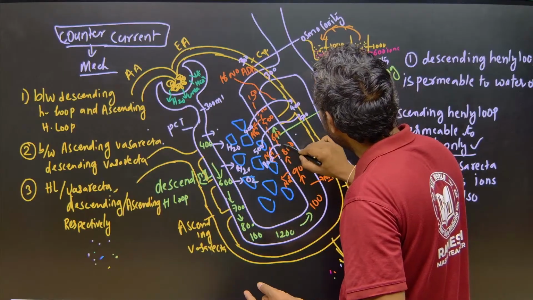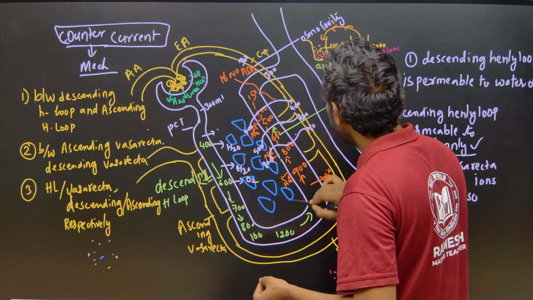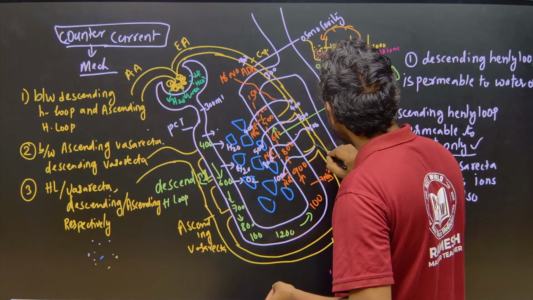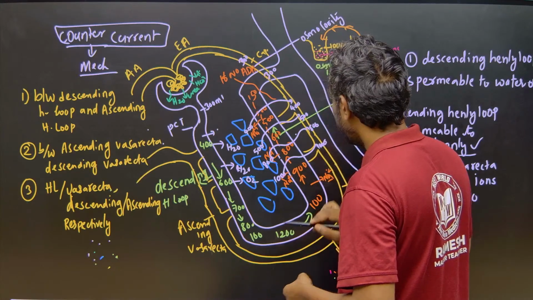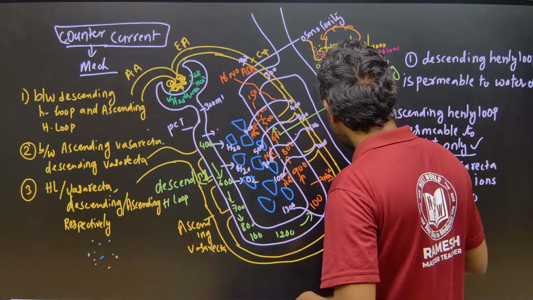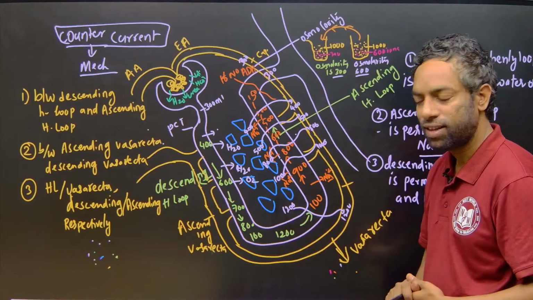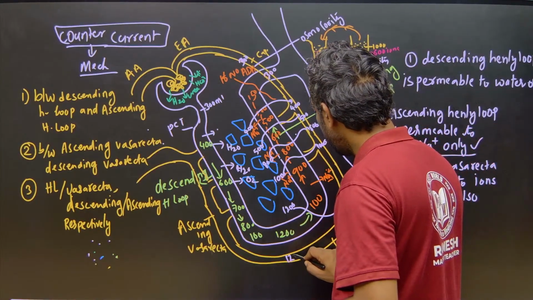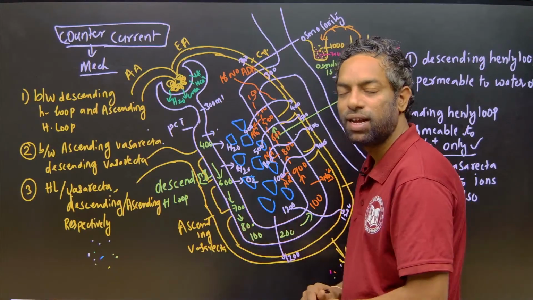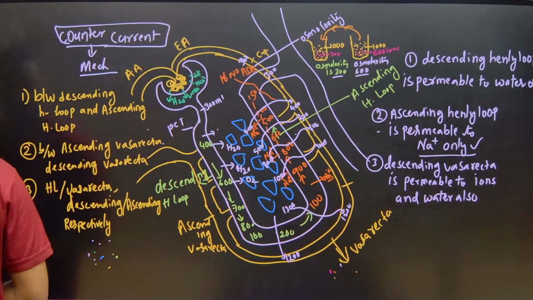From the medullary interstitial fluid into the Vasa recta, the ions can move up to 800. If it is 1000, they can transfer up to 1000. If it is 1200, the Vasa recta also has 1200 here, to maintain equilibrium with the medullary interstitial fluid. Okay, this is about the Vasa recta.